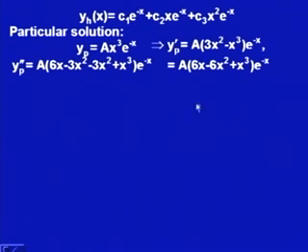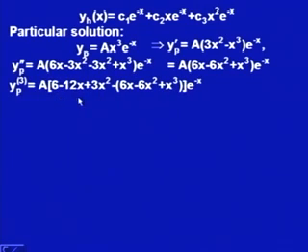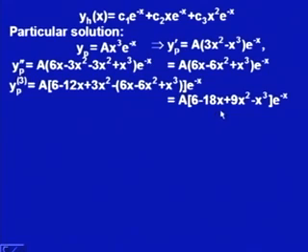What will be the third derivative? Again, first we take the derivative of this function and write this function as such, and then the derivative of this function and this function as such. So, we are getting a times (6 minus 12x plus 3x square minus 6x minus 6x square plus x cube) e to the power minus x, which is equal to (6 minus 18x plus 9x square minus x cube) times e to the power minus x.